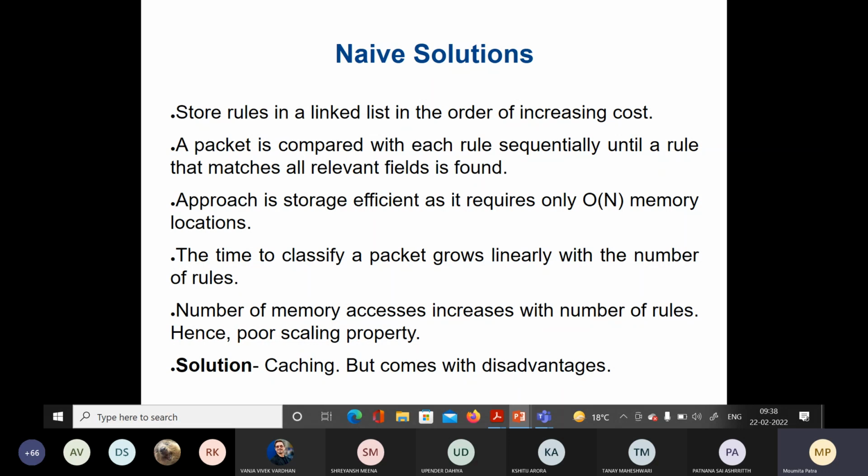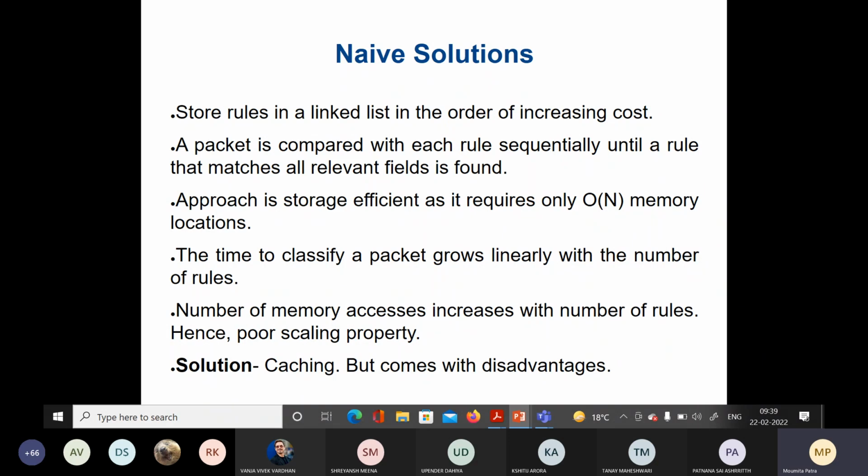Now this approach is storage efficient as it requires only O(n) memory locations, n being the number of rules that are stored. This is efficient because whatever the number of rules that are there with your router, we will need only that much storage. But the problem is that the time to classify a packet will keep growing if your n keeps growing. With n, the time to classify the packet will grow, and the number of memory accesses will also increase with the increase in the number of rules. Okay, so this will lead to poor scaling properties. All right, so these are the issues that we have with a naive solution.